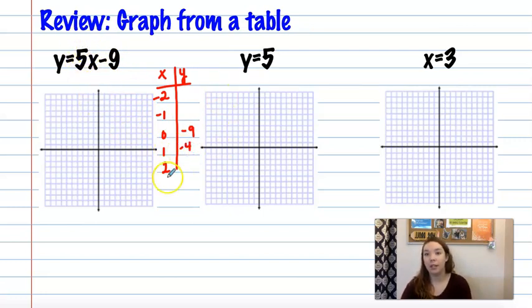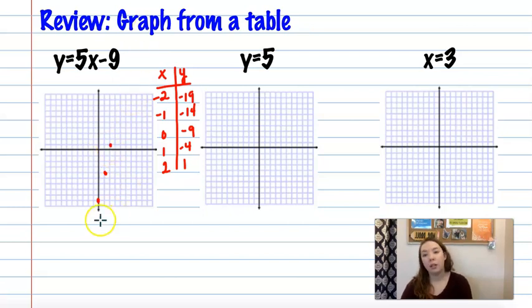5 times 2 is 10. 10 minus 9 is 1. 5 times negative 1 is negative 5. Negative 5 minus 9 is negative 14. And this would be negative 19. So you get the idea. It looks like only these three are going to fit on our graph. This is a 10 by 10, by the way. It's not numbered off, but the highest is 10, the lowest is negative 10. So there's 0, negative 9, 1, negative 4, and 2, 1.